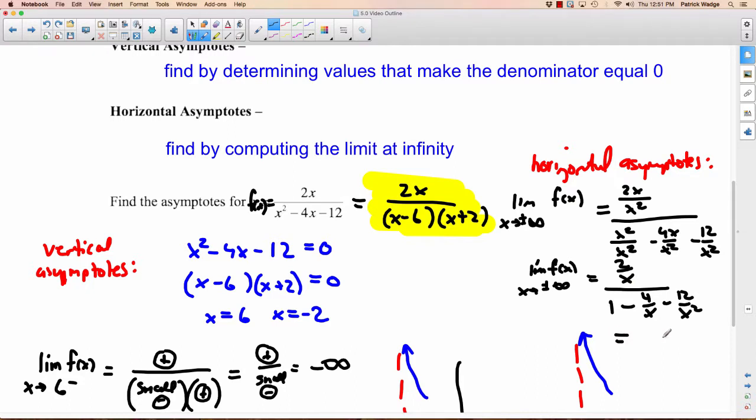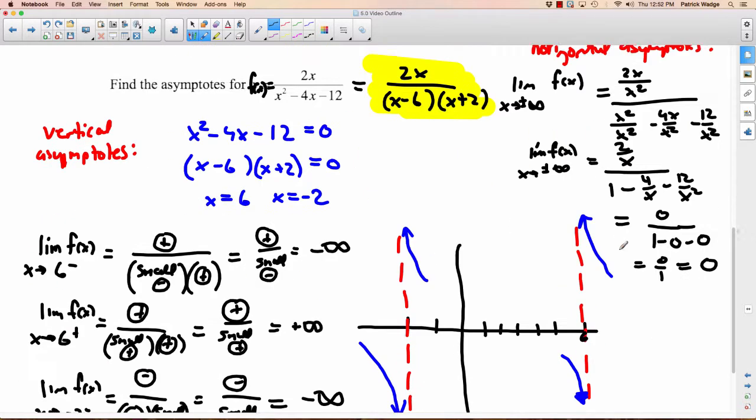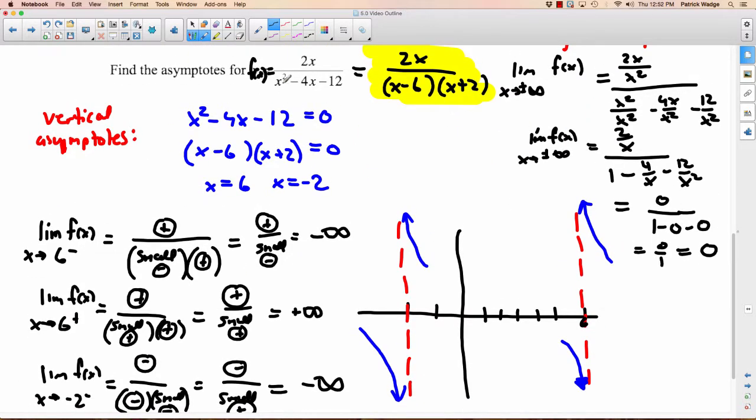So what you're going to get here is 0 over 1 minus, we're cutting 4 into an infinite number of parts, 0, minus, we're cutting 12, I mean, when I do infinity squared, I still have infinity, and 12 divided by infinity is 0. So what I end up with is 0 over 1, which equals 0, which is exactly what I said. Remember, I said that if the denominator has a bigger degree than the numerator, you'll always have an asymptote at y equals 0. So here's our horizontal asymptote.